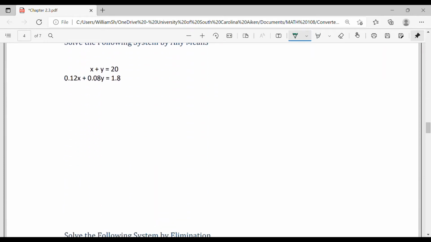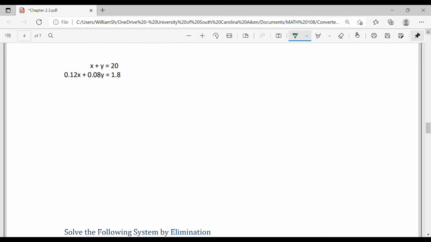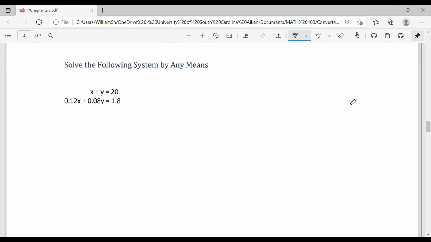Now, a lot of times you'll be able to solve the system of equations by any means that you really seem to find necessary. So what we have here is a setup that looks like x plus y equals 20 and 0.12x plus 0.08y equals 1.8. And you can solve it by any means necessary. I personally like elimination, so I'm going to use elimination here.